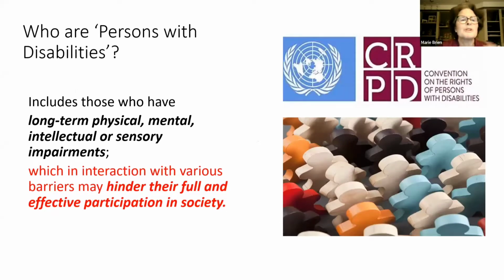Just a reminder, who is a person with a disability? You might say it's somebody who has a long-term physical, mental, intellectual, or sensory impairment. But what makes that person a person with a disability is really the interaction with the various barriers that hinder their full and effective participation in society. We really have to keep in mind that it is the interaction with the environmental and societal barriers that hinder their participation.